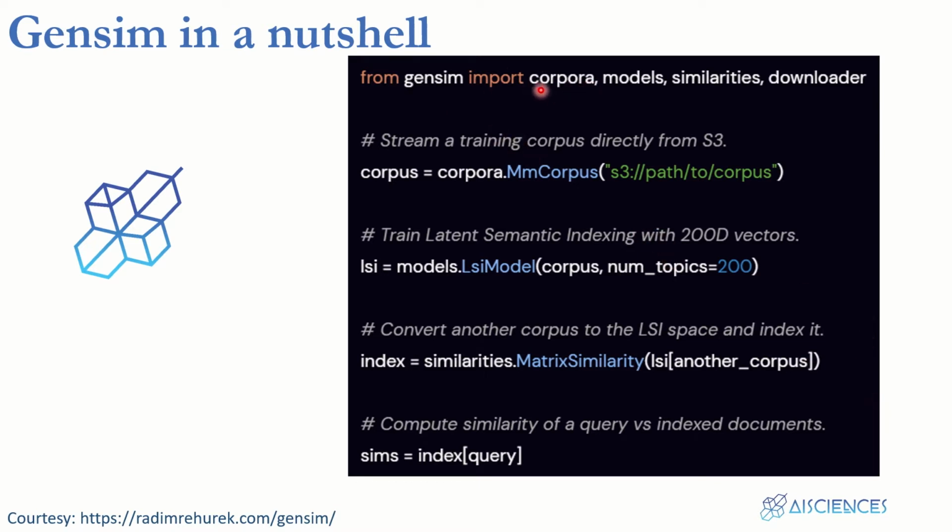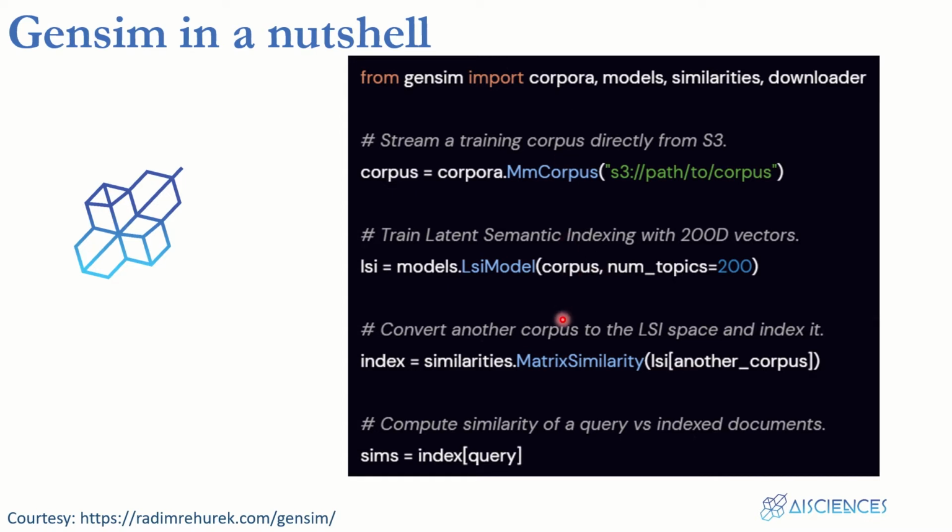You have a lot of modules: corpora, models, similarities, downloader. You can directly stream the data from an S3 bucket. How cool. You can build your model, such as latent semantic indexing or latent semantic analysis, which is an SVD-based model. There are a lot of other models as well, and similarities, where you have a query to get the most similar document. That's mainly a topic modeling library, and there are a lot of other very cool features as well.